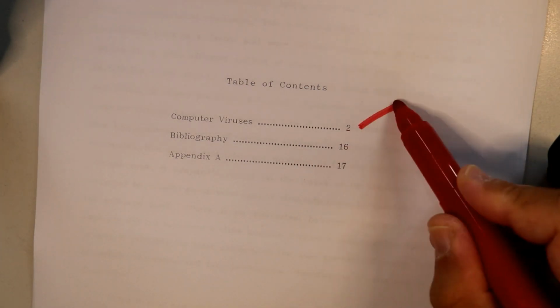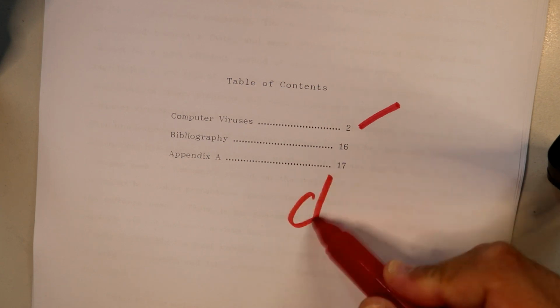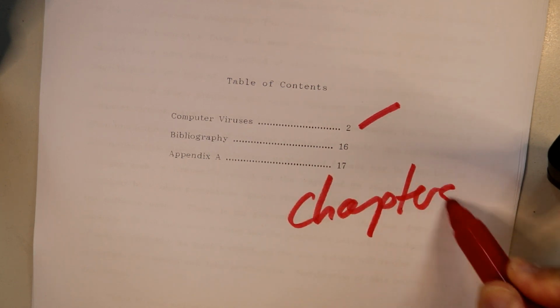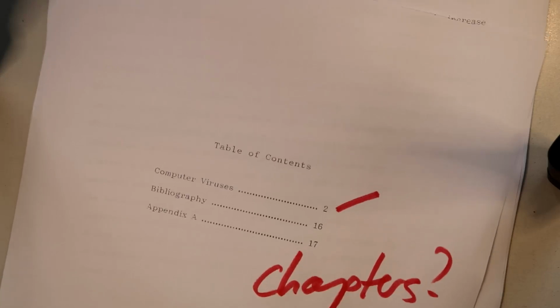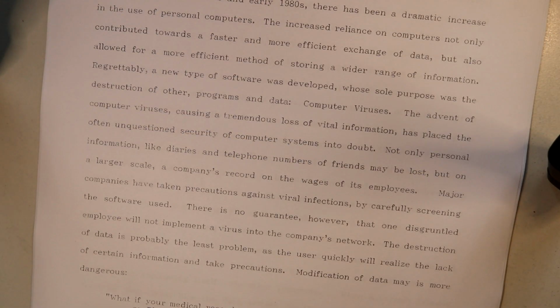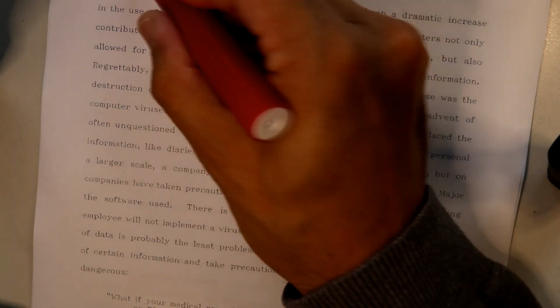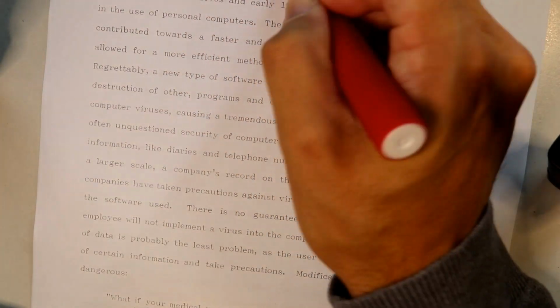Why do you actually include the title here? And no subtopics, no subchapters. Where are the chapters? If you already include a table of contents, then please also include at least some chapters. Otherwise, what's the point? Okay, and computer viruses, that is the title. And here we start. If you already include a title in the table of contents, then you have to also have a title here. Okay, where's the title? It's missing.